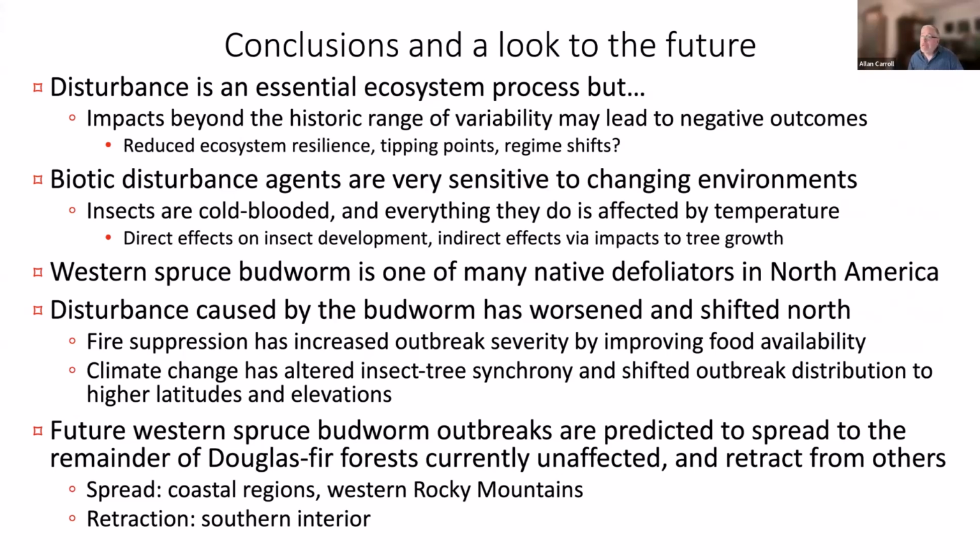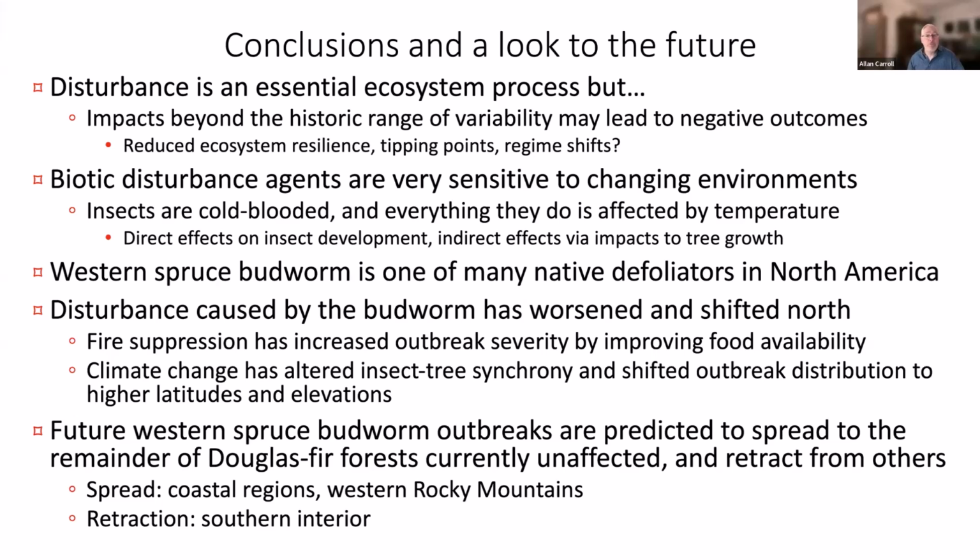And the first point I want to make is that disturbance is an essential ecosystem process. But the important thing to point out here is that it's critical that it's occurring within some sort of historic range of variability. And if it exceeds that, then we have some issues. Issues that might manifest in terms of reduced ecosystem resilience, perhaps tipping points into other types of ecosystems or regimes, and ultimately possible regime shifts.